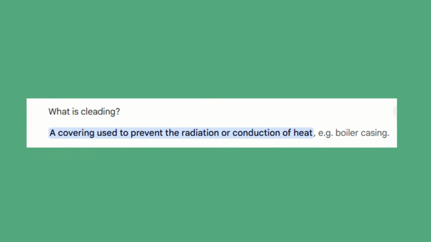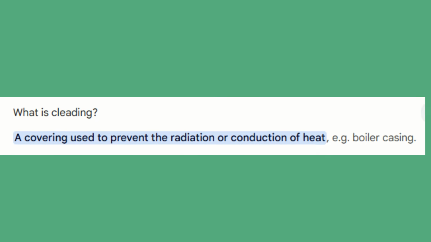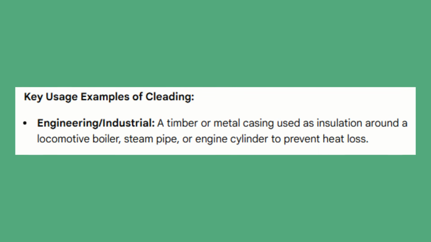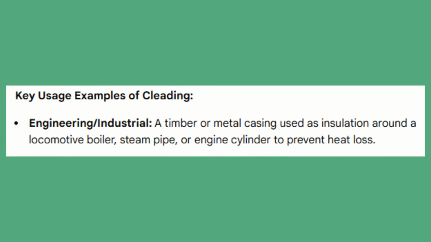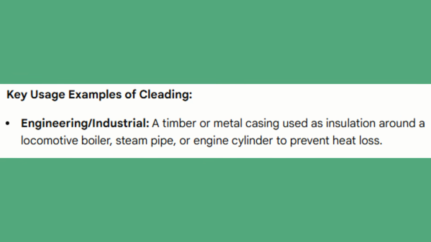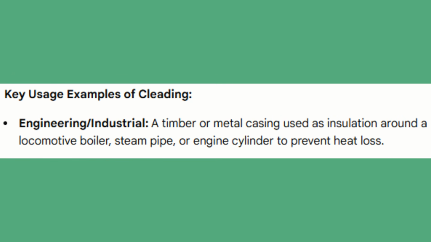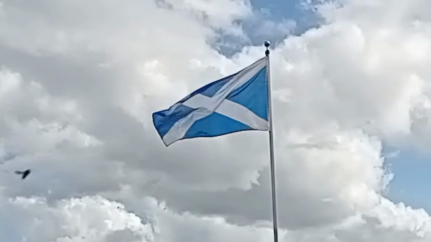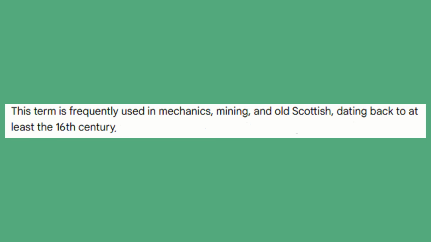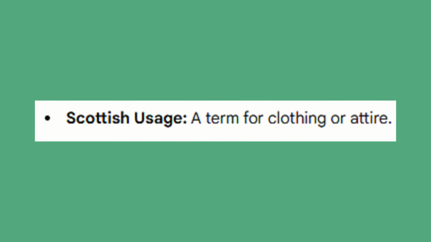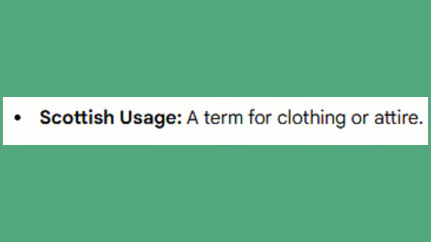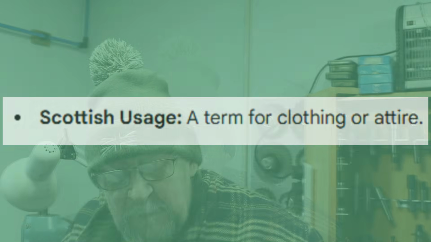Cladding is a covering used to prevent the radiation or conduction of heat, e.g. a boiler casing. Key usage examples of cladding: a timber or metal casing used as insulation around a locomotive boiler, steam pipe or engine cylinder to prevent heat loss. So it's cladding. This term is frequently used in mechanics, mining and Old Scottish, well, I'm in Scotland, dating back to the 16th century. Scottish usage, a term for clothing or attire. Well, clothing is insulation, so it's cladding. I'm well clad today.